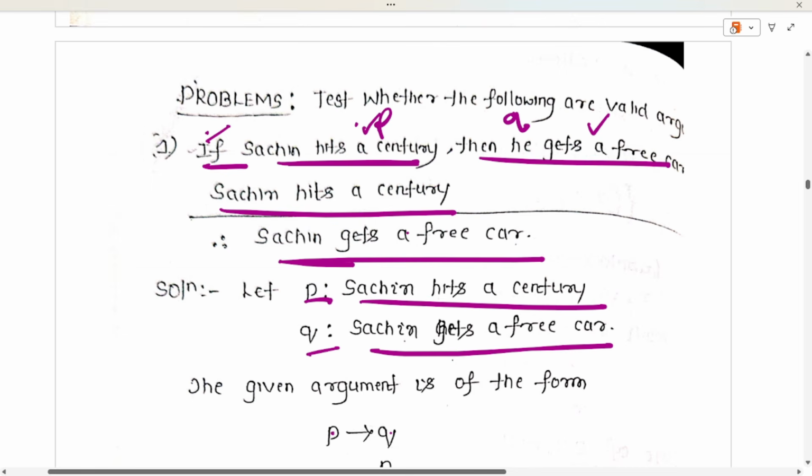Now another similar way here, you can do either P or Q will be what, again Q and the P will be remaining, that is according to modus ponens. Again what you can do here is, see P Q conditional, this statement. After that, he hits a century, so only he will get this free car, right?